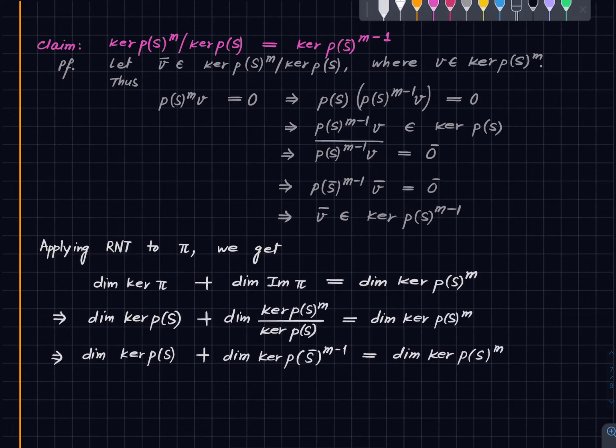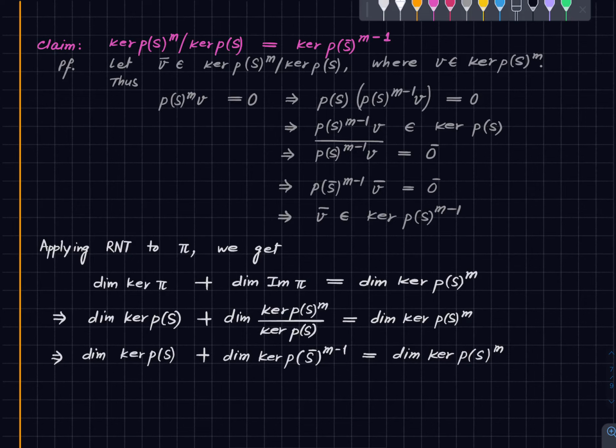So we just need to say one more thing. We want to say that Px is an eigenpolynomial of S. Px is an eigenpolynomial of S bar. So this is what we want to say.